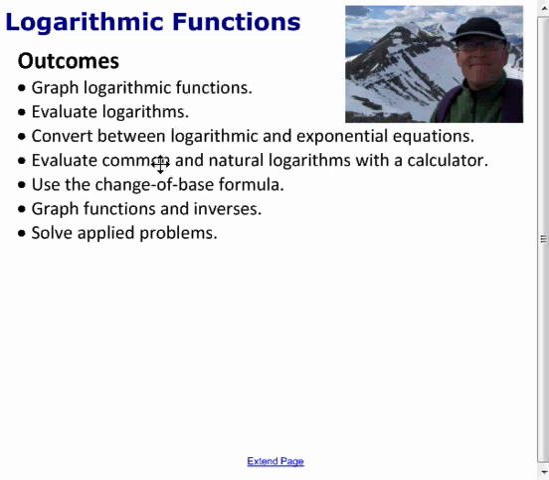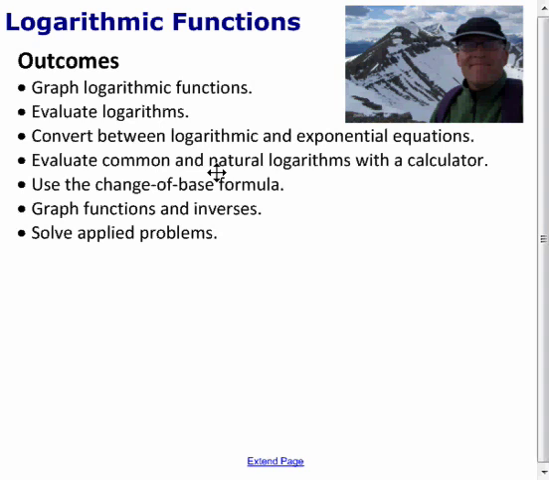Today's outcomes include things to do with logs. So graphing log functions, evaluating logs, converting between log and exponential equations, evaluating them using a change of base formula, and maybe looking at some applied problems that talk about logarithms.